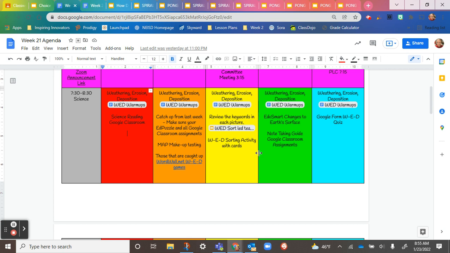And then again, the rest of the week is just concentrating on being able to identify those three processes. So, weathering is that breaking down, erosion, that movement, that carrying that sediment away, and then deposition when that stops and gets deposited. So, we'll take a quiz at the end of the week on those three things.